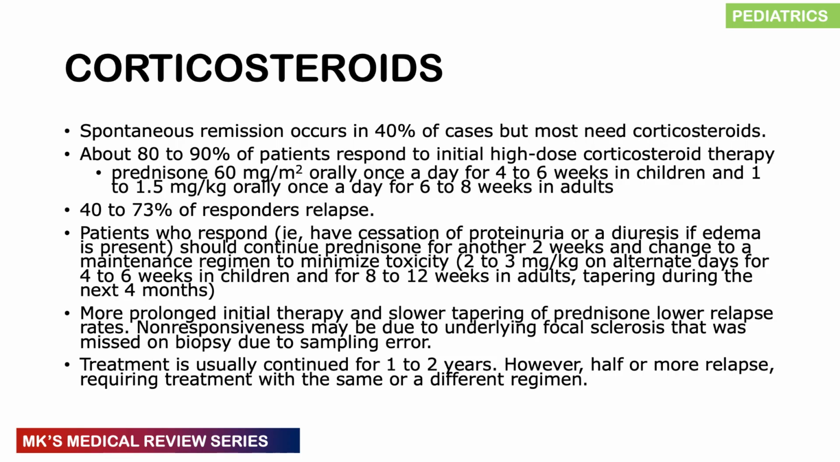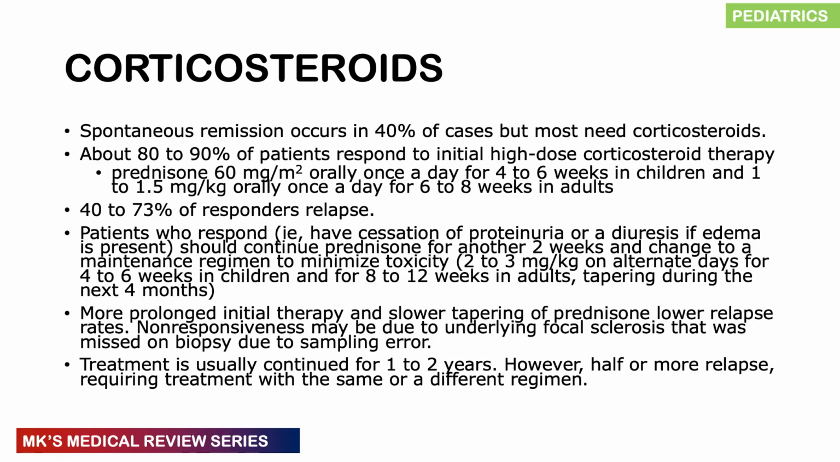For the patients who respond, for example, the proteinuria has stopped, and or a diuresis, if edema is present, has been given and they have responded quite well, you should continue the prednisone for another 2 weeks and then change them to a maintenance regimen to minimize the toxicity, because these have a lot of toxic side effects. So that's about 2 to 3 milligrams per kg on alternate days for about 4 to 6 weeks in children, and then for 8 to 12 weeks in adults. Then you taper them off during the next 4 months. Sometimes you may get a more prolonged initial therapy and slower tapering off of the prednisone, so these lower relapse rates.